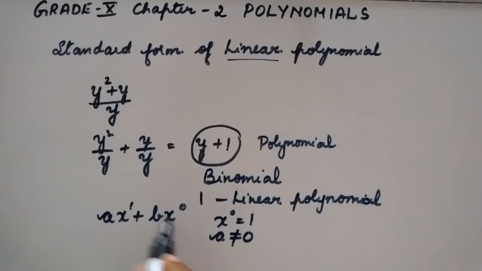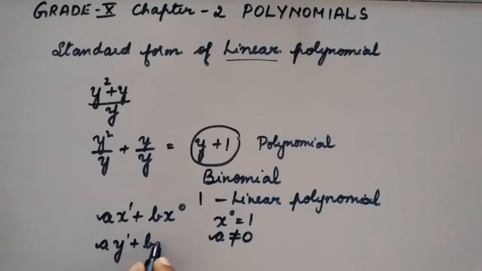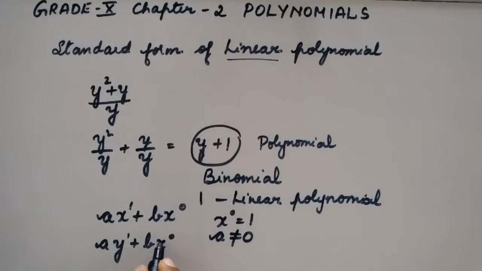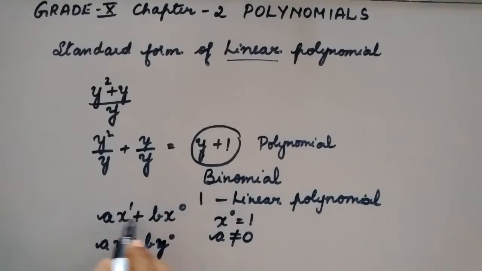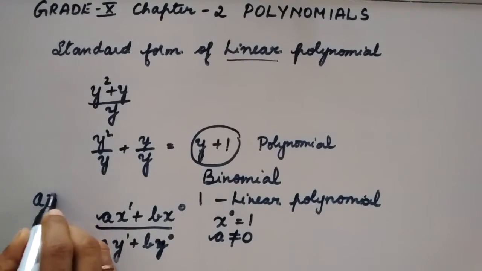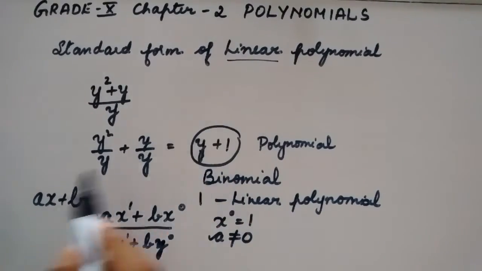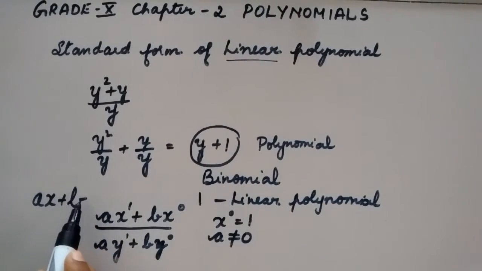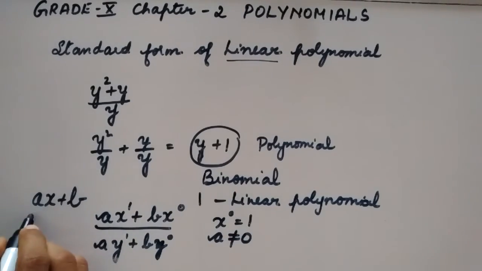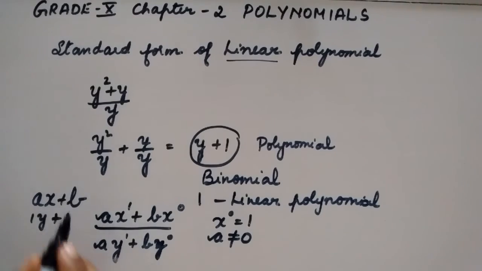Also we can change the variables. If the variable is y, then it will be a y to the power 1 plus b y to the power 0. This is nothing but a into x plus b. Y plus 1 is of this form. Is this clear, students? Y I can write as 1y plus 1. Also we can write in this way, changing the variables.